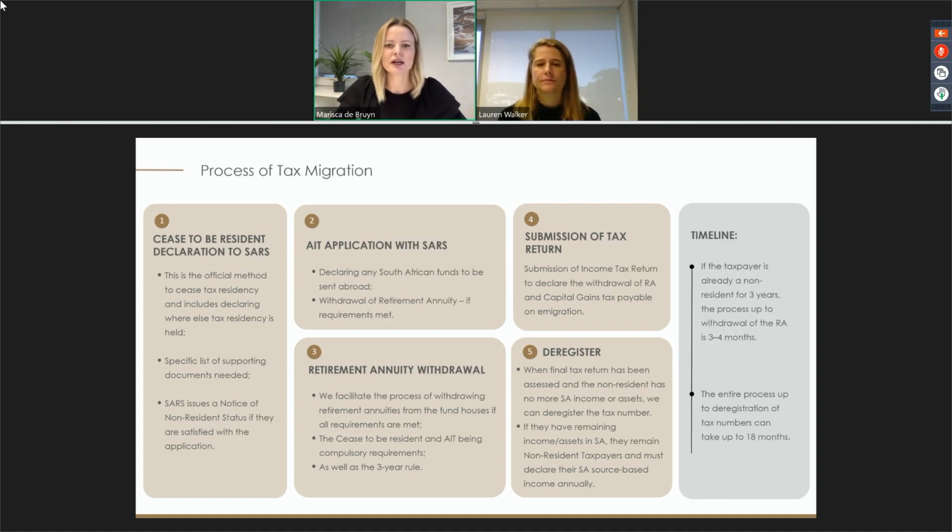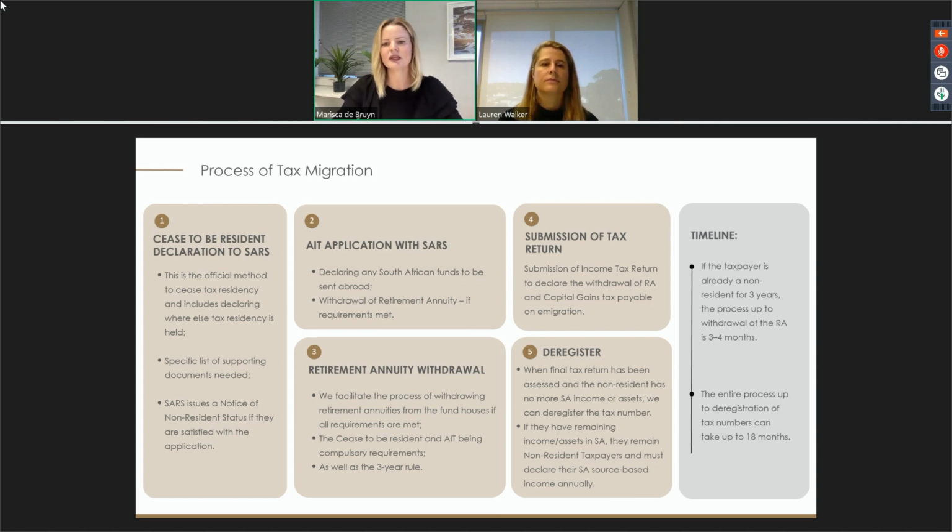But there are obviously a lot of non-residents who have remaining income and assets in South Africa. So then they'll remain taxpayers of South Africa, but they are then non-resident taxpayers and not tax residents. So only their South African source-based income would be declared then in their annual tax returns. And that would be like if they've got property, so they've got rental income or interest or dividends or something like that.